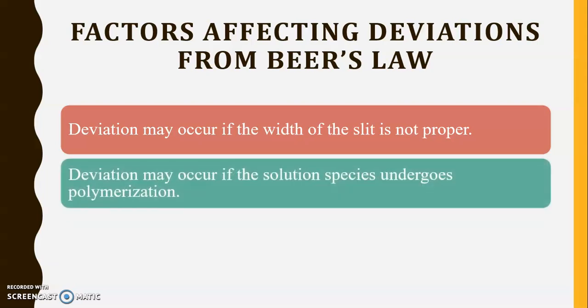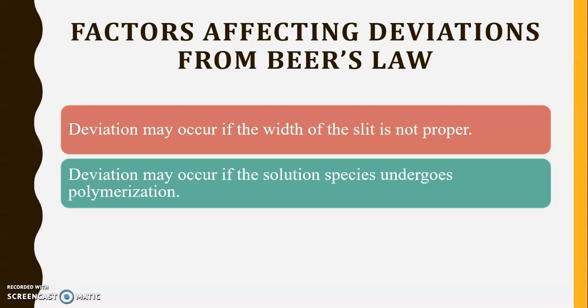Further, the next deviation may occur if the solution species undergoes polymerization. In the second part also we have seen the same example, and we will consider the same example here. For example, benzyl alcohol. Benzyl alcohol in carbon tetrachloride, we know, exists in polymeric form at higher concentration. If we use the benzyl alcohol solution in carbon tetrachloride at low concentration, it will exist only in monomeric form.